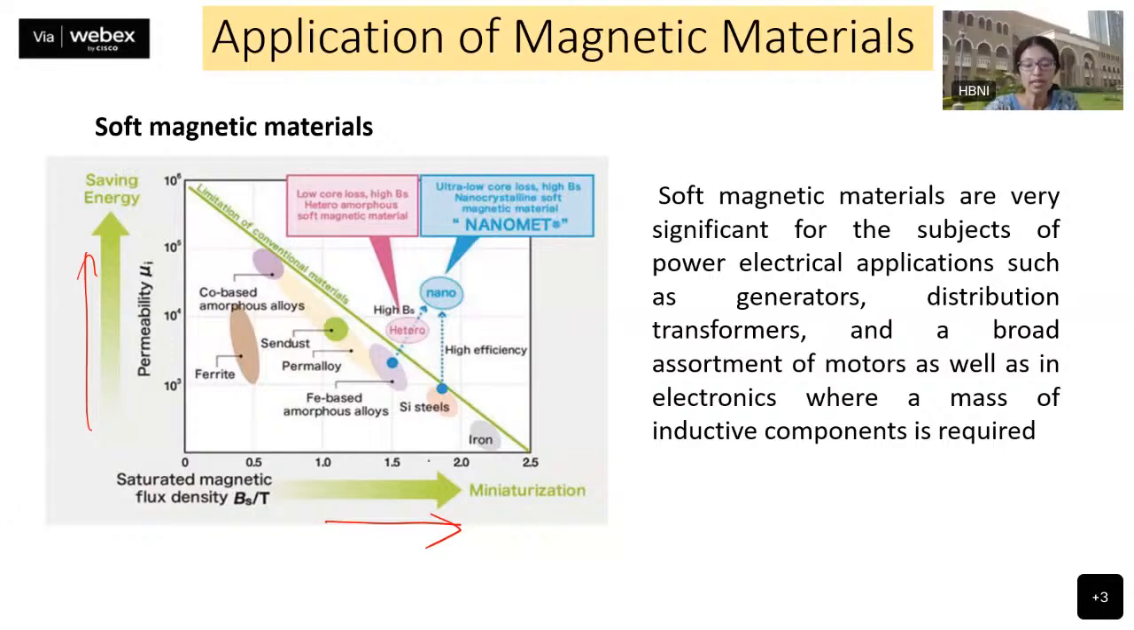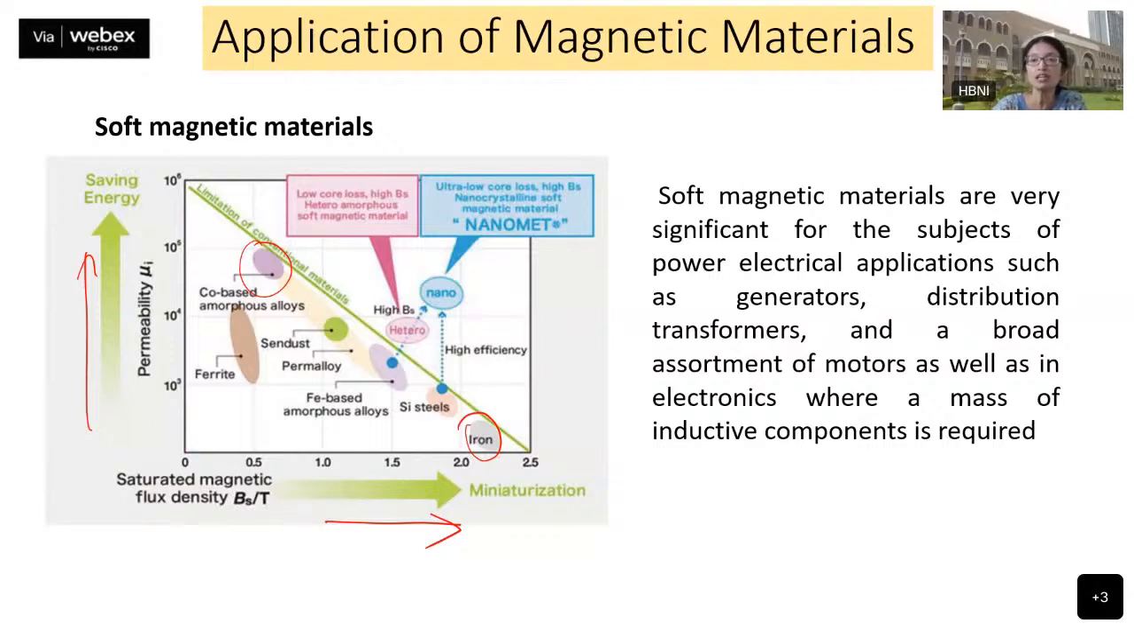And when you're looking into miniaturization, then the saturated magnetic flux density also has to be higher. So different groups of materials fall in different areas in this particular plot. You have various cobalt-based amorphous alloys, then permalloys, then iron-based amorphous alloys, silicon steels, and iron. For iron, the saturated magnetic flux density is very high, but the permeability is very low.